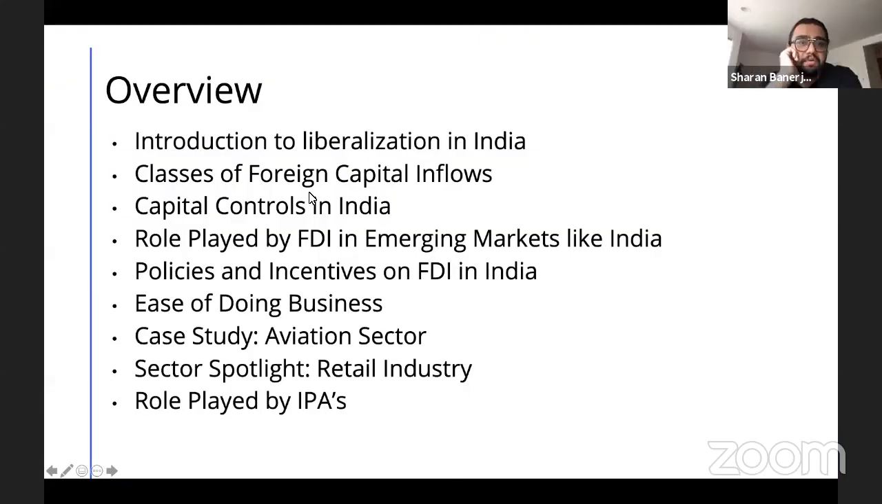So, a brief overview of the talk. We're going to start off with a brief introduction to liberalization in India. Then we're going to move on to different classes of foreign capital inflows that are out there in the country. We're going to briefly talk a little bit about capital controls in India. We're then going to move ahead and talk about the role played by foreign direct investments in emerging markets, and specifically look at the case for India and how foreign investments can really help India.